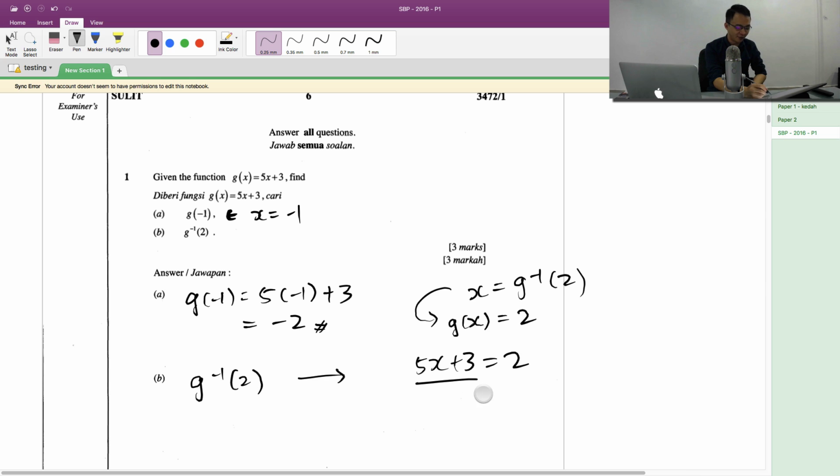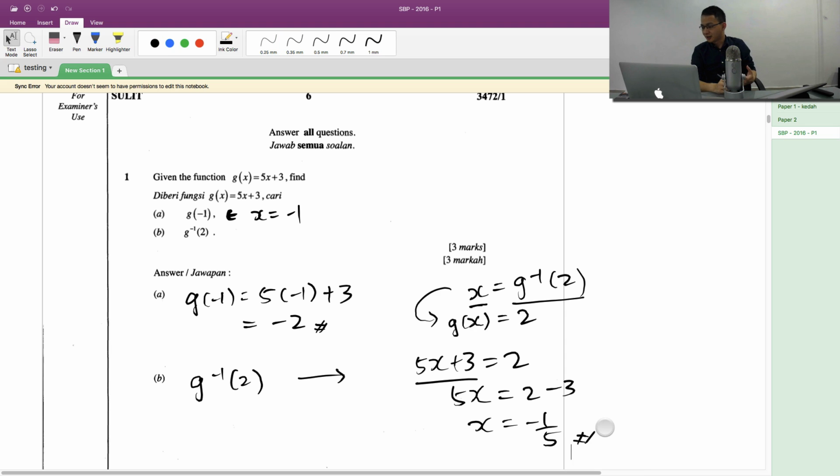So therefore, I just need to find what x is. If I can find x, that means I can find g inverse 2. So I want to make x the subject. It's just 2 minus 3, so x is just -1/5. Alright, this is one of the faster ways to solve g inverse.